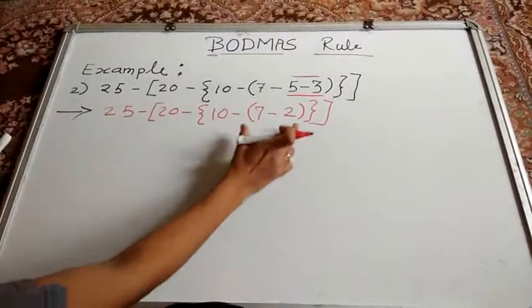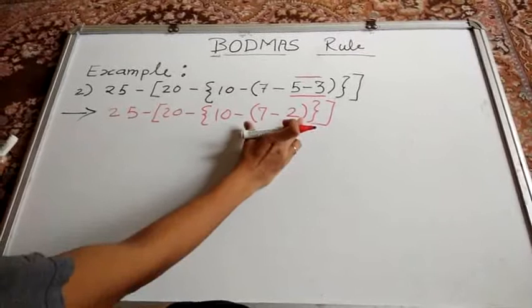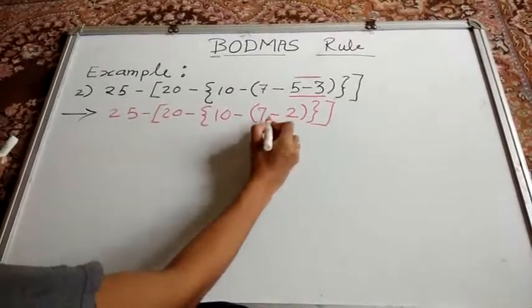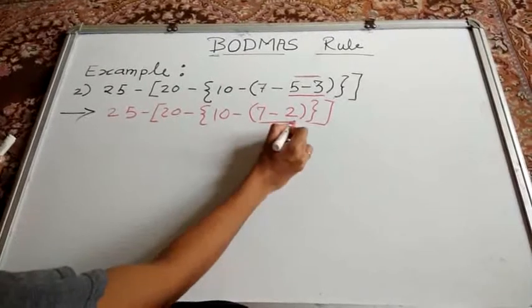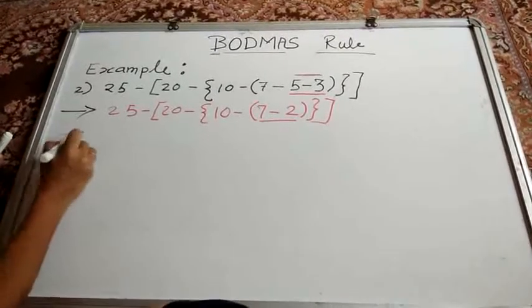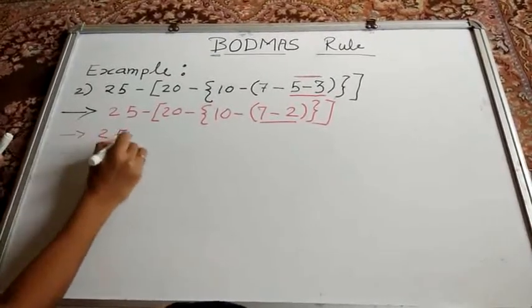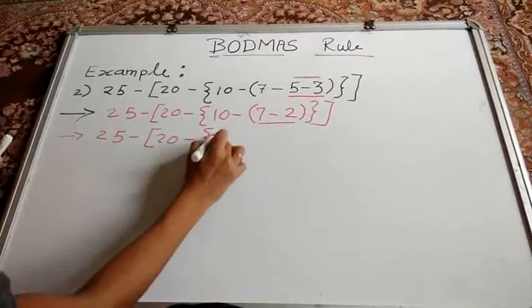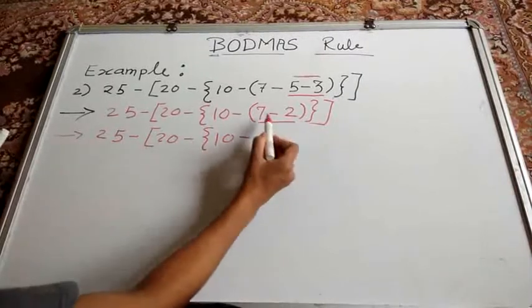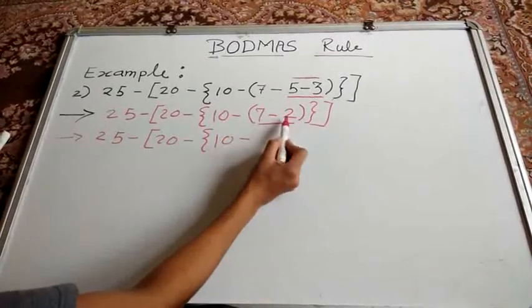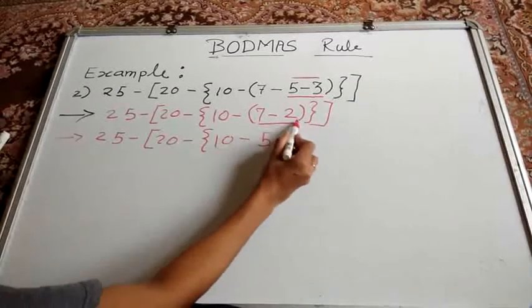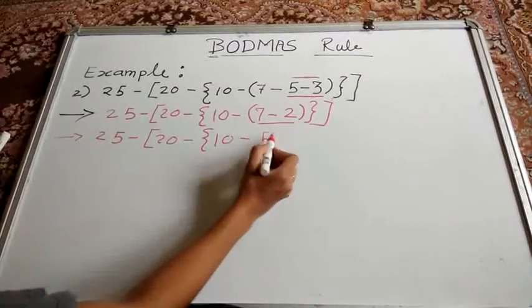Still we have three brackets and the circular bracket is 7 minus 2. Now we will solve this bracket first. That is, write this 25 minus square bracket 20 minus curly bracket 10 minus. What is the subtraction? 7 minus 2. Answer is 5. Now remember, while solving, the bracket must be removed.